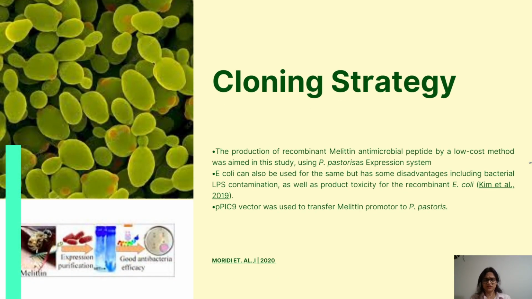So the cloning strategy that we're going to use is using P. pastoris as the expression system for cost reduction. E. coli can also be used, but I did not use it as it has several disadvantages, including bacterial LPS contamination, as well as product toxicity for the recombinant E. coli. The pPIC9 vector was used to transfer the melittin gene to P. pastoris.